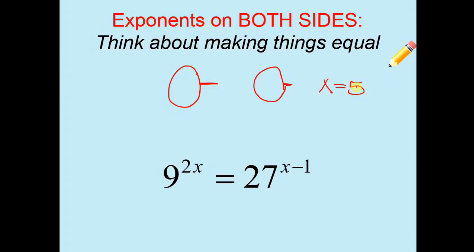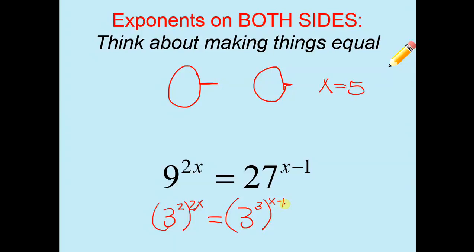But what about one that looks something like this? 9 to the 2x equals 27 to the x minus 1. I don't have the same base, right? But can't we rewrite so we can get the same base? That's what I would think to myself. So 9 is 3 to the 2nd, right? So I write 9 as 3 to the 2nd, and still raised to 2x, because that 2x needs to stay there. Now, 27, that's 3 to the 3rd, so I can write 27 as 3 to the 3rd, raised to x minus 1.